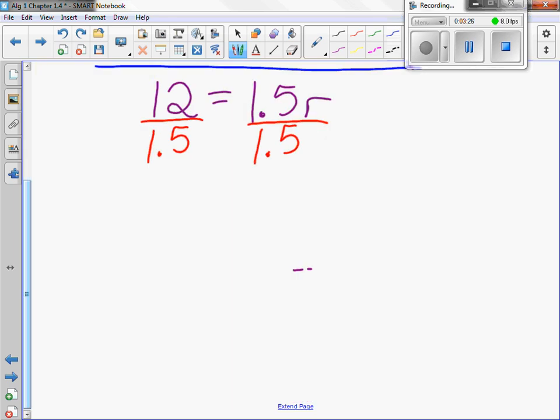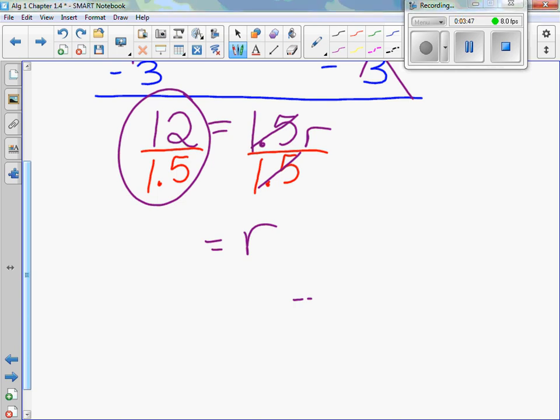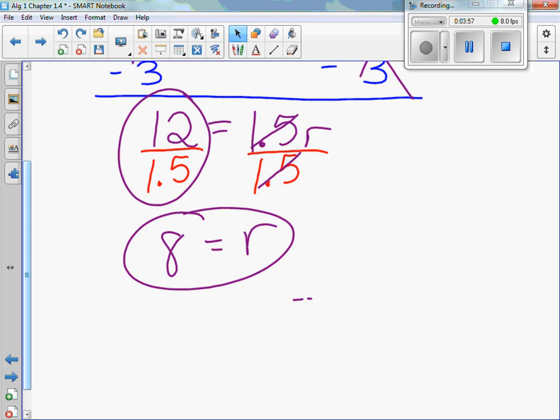1.5 divided by 1.5 simplifies to 1. So we just have r. We can plug in 12 divided by 1.5. And our answer is? And that's it. Now again, we can check it if we want.